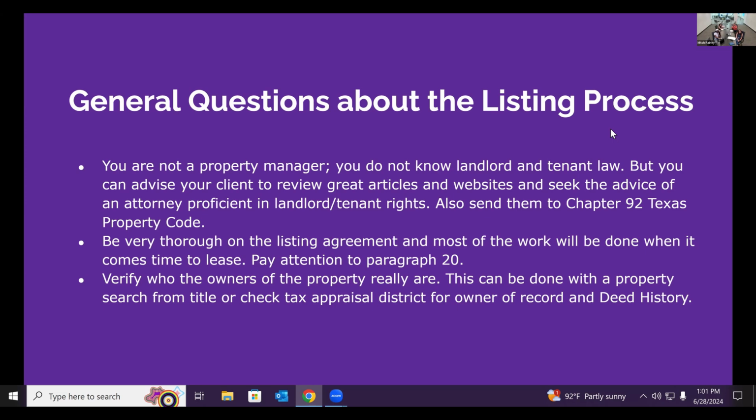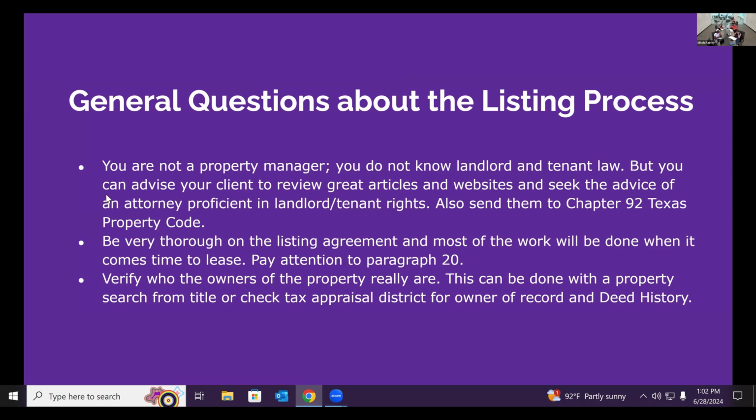Be very thorough on your listing agreement if you're a listing agent, because everything that's in section 12 is what's on the lease itself. So you already have it ready to go. I'm sorry, paragraph 20.